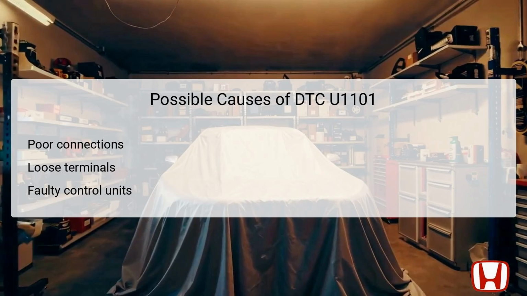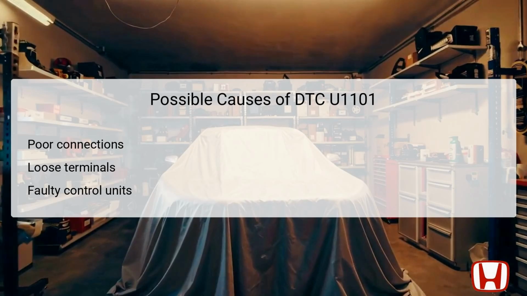Firstly, poor connections can arise from corrosion or damage to the wiring harness, impeding effective communication between the PCM and ACM. Loose terminals at key connectors can also lead to intermittent failure, thus creating inconsistencies in signal transmission. Another possible cause is malfunctioning or faulty control units themselves, which may require inspection or replacement.